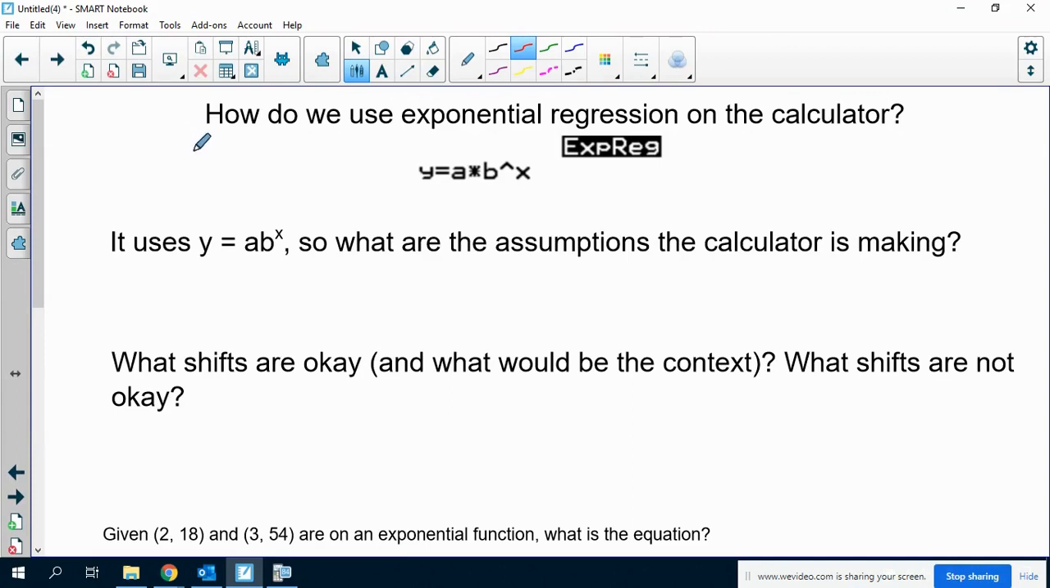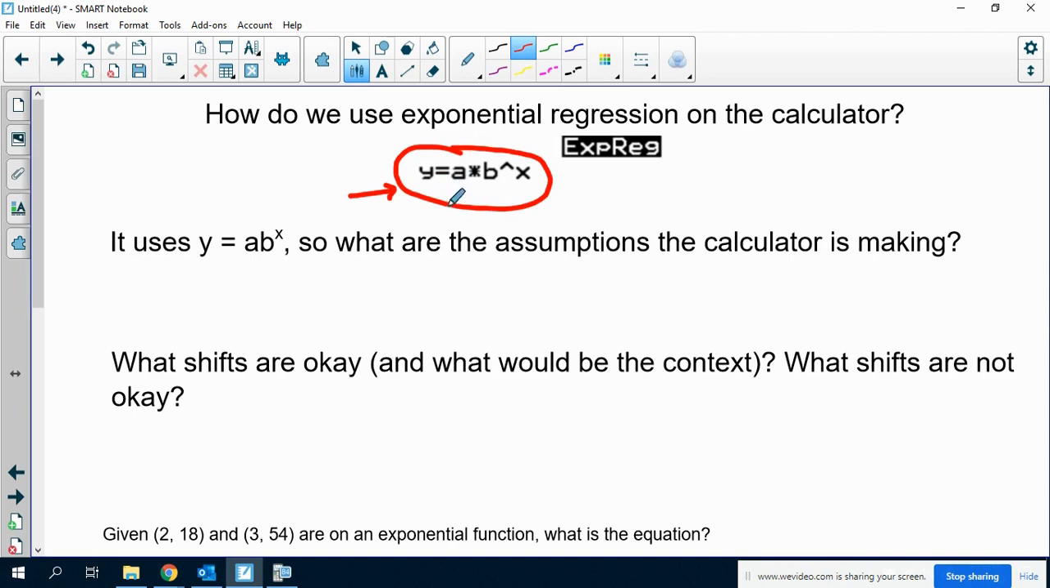We'll make this quick video to make sure that we all know how to use exponential regression on the calculator. So exponential regression on the calculator is just like all the other regressions that we've learned: linear regression, quadratic regression, cubic and quartic regression, just like all those things. Now, the function on the calculator that you will see is y equals a times b to the x.